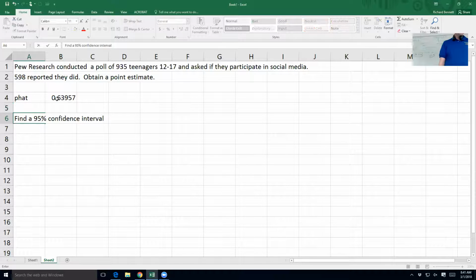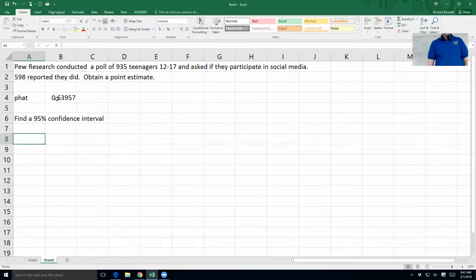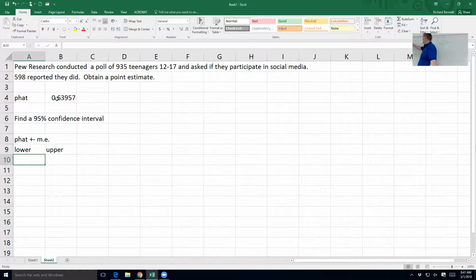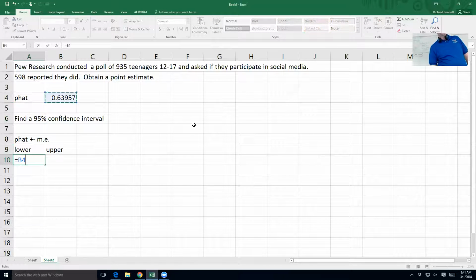So my formula is basically, as I mentioned earlier, p hat plus or minus my margin of error. So I'm going to have a lower and I'm going to have an upper. Here's the formula that I'm using. My p hat is going to be, in this case, about 64%. Plus or minus, I'll do the minus first, times z sub alpha over 2.